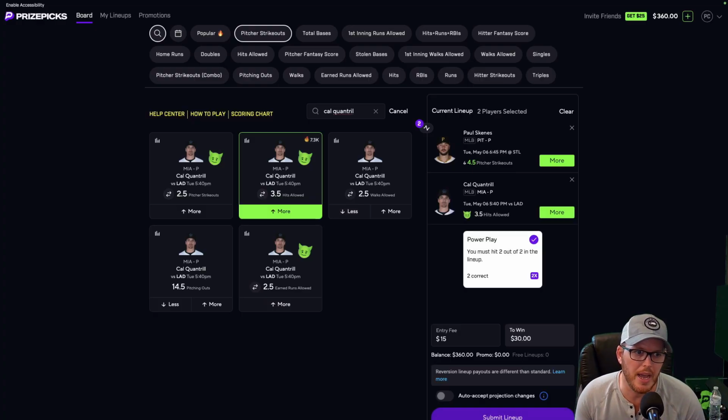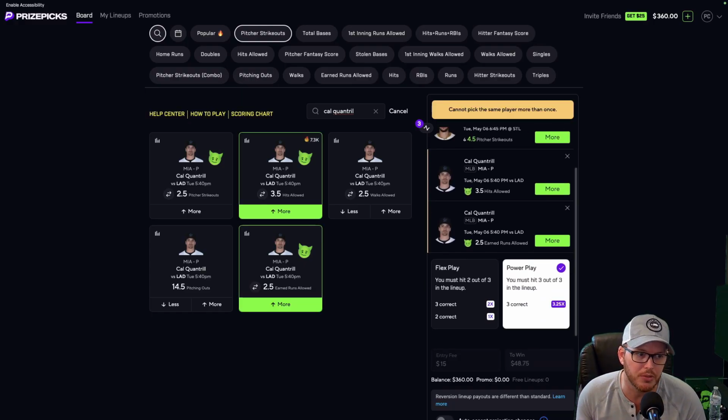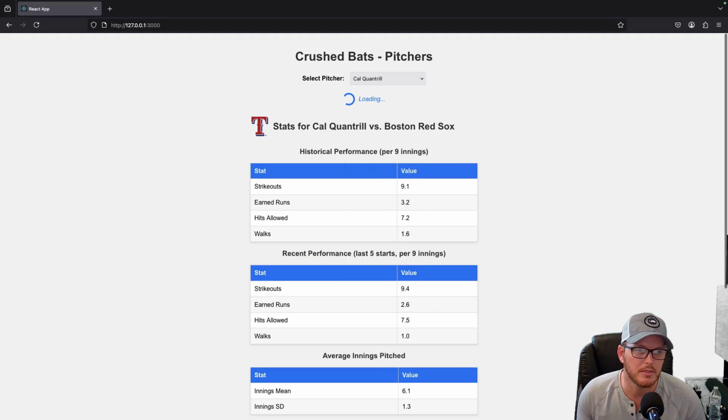This right here, 3.5 hits allowed has to be considered. I mean, I don't know how he doesn't give up 4 hits, and I don't know how he doesn't give up 3 earned runs either. The only way he doesn't give up 4 hits is if he gives up 2 runs right off the rip and they yank him. So let's go find Cal right over here.